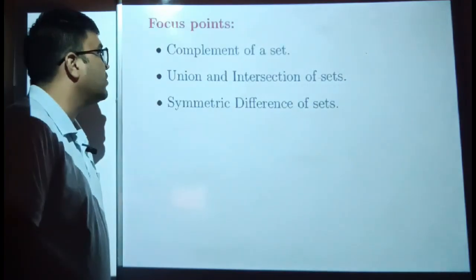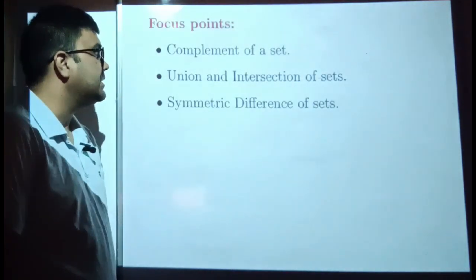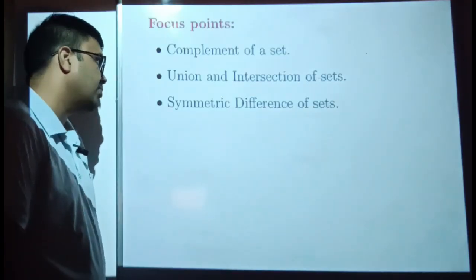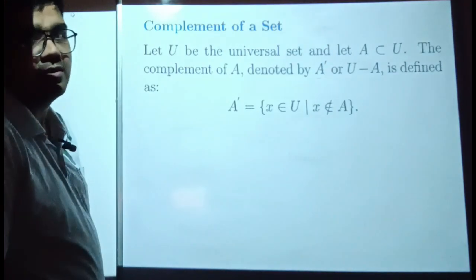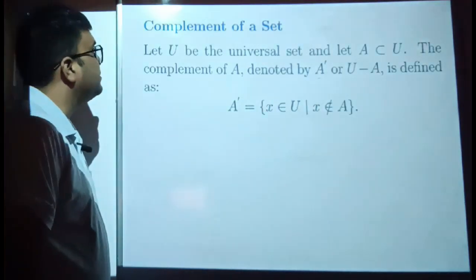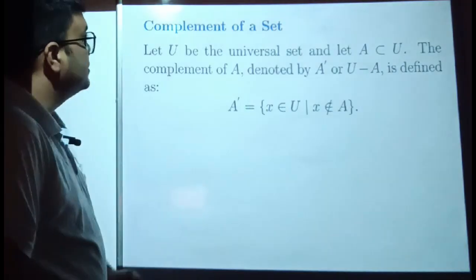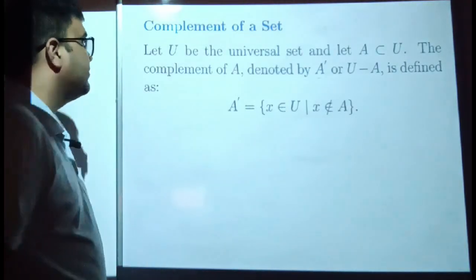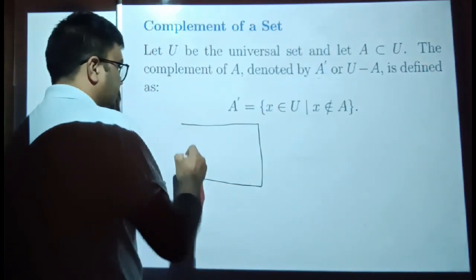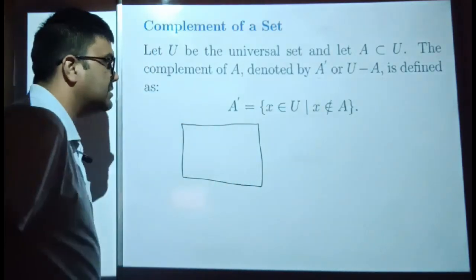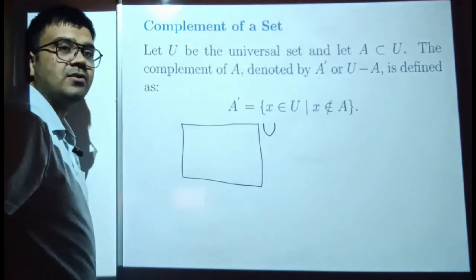Now in this chapter we will talk about the definition of the complement of a set, union and intersection of sets. Then we will talk about the symmetric difference of sets. So we start this chapter with the definition of the complement of a set. Suppose U is the universal set. If we are talking about the Venn diagram, U is the universal set, and let A be a subset of U.